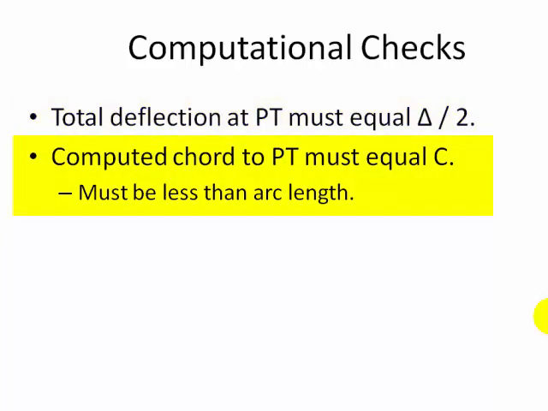The computed chord length to the PT must equal the long chord C, that is, the curve parameter C that we computed at the beginning. And of course, this is less than the arc length. A chord, by definition, is a straight line that crosses 2 points on a circular arc.